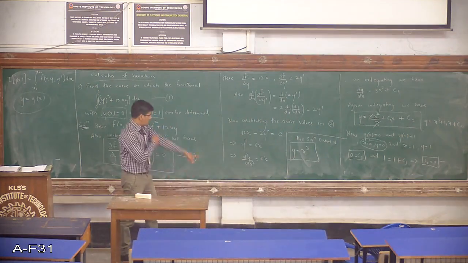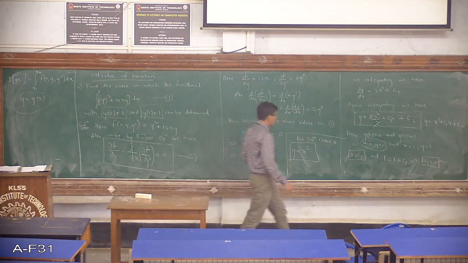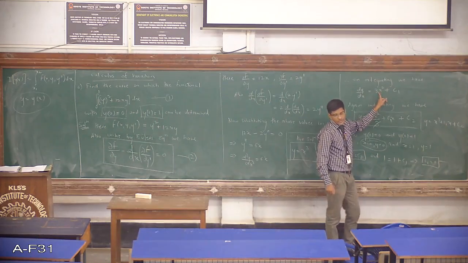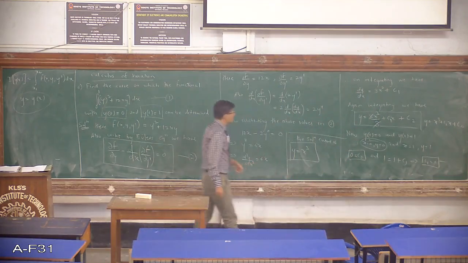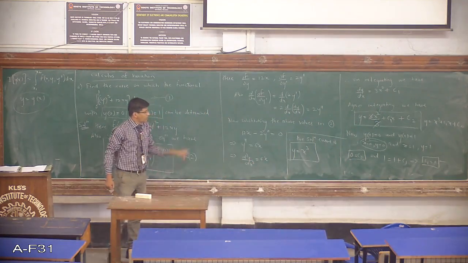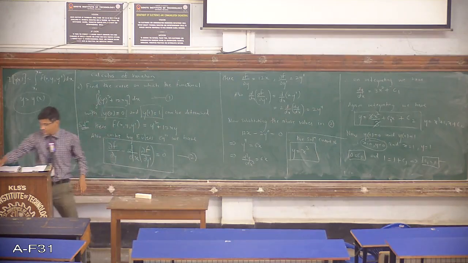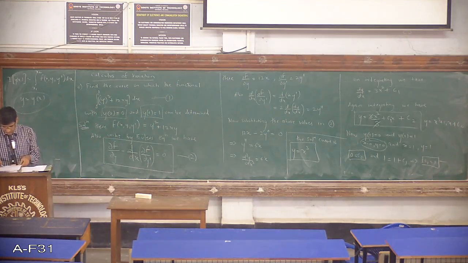So please make correction. Here I had taken 3x. It is not 3x, it is 3x square, because I am integrating it, right? Fine, and that turns out to be a solution. Now, so that is your required curve. Let me have another problem.